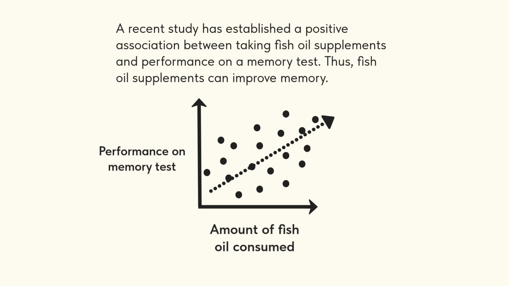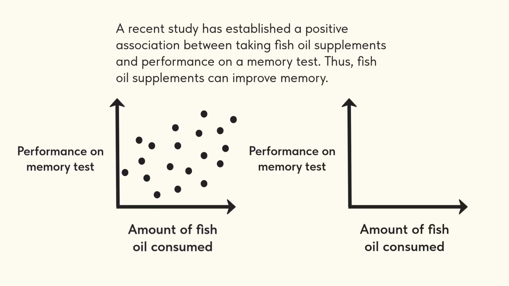But in this particular pattern of dots, if I didn't draw this line, it might be really hard to tell that there is even a positive association between these two things. This is an example of a weak correlation. It's still a correlation, and it's still some evidence of a cause, but it's just not that strong. What if instead the data points looked like this? Here the trend line is very obvious, and the relationship between more fish oil and better performance is clear.